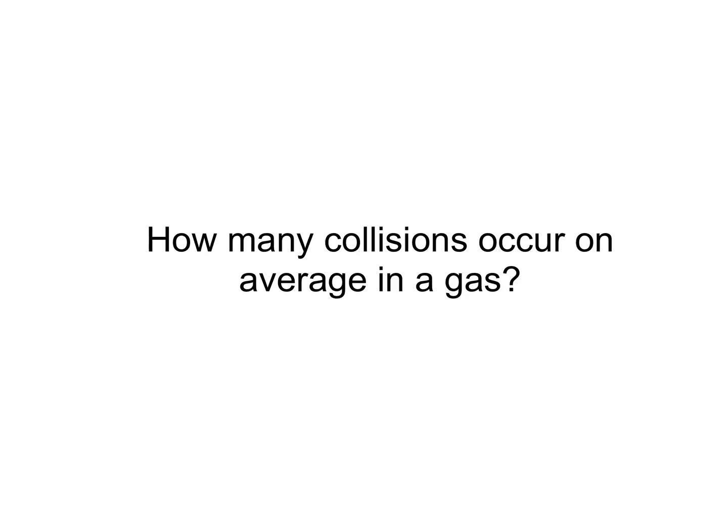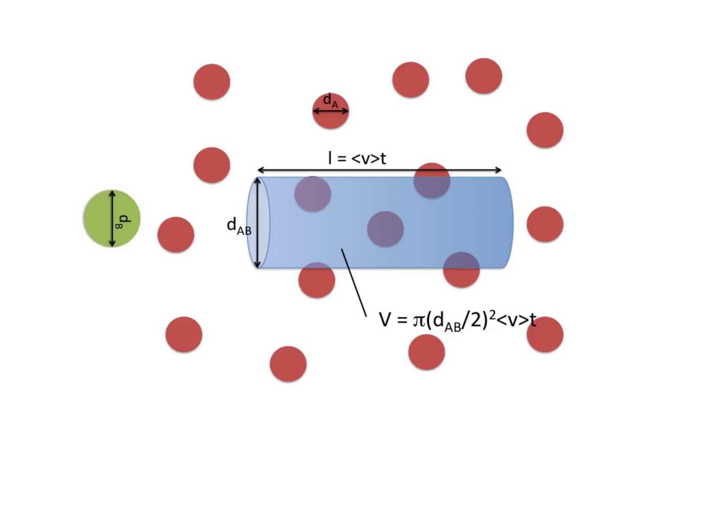If we want to understand reaction rates, we're going to have to understand the rate of collisions in the system, because molecules have to collide in order to react. In order to derive an expression for the number of collisions in a gas, let's imagine a gas consisting of red particles and green particles.